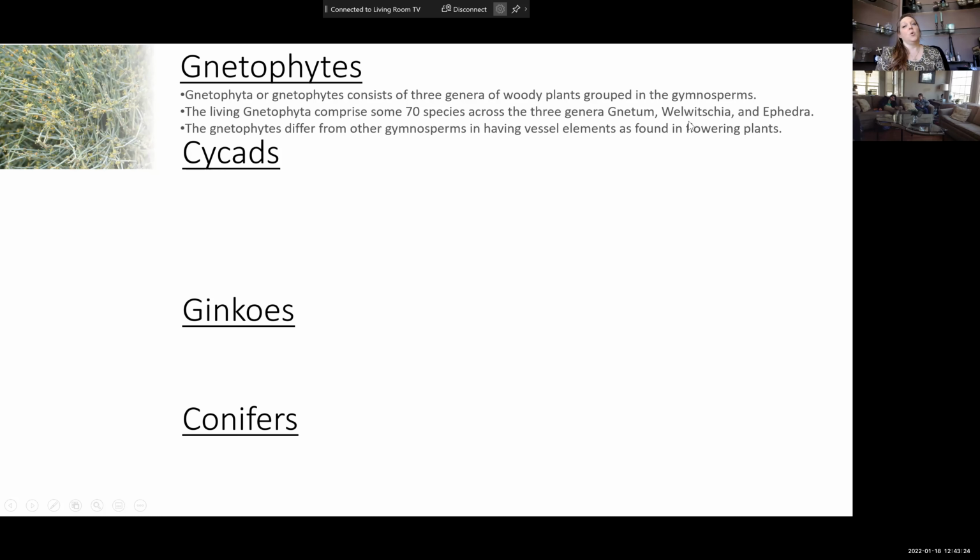I think this is Welwitschia. And Ephedra. So, you good? All right. The neophytes differ from other gymnosperms in having vessel elements that are found in flowering plants. So now they have similar vessels to those that you'll see when you get to flowering plants.